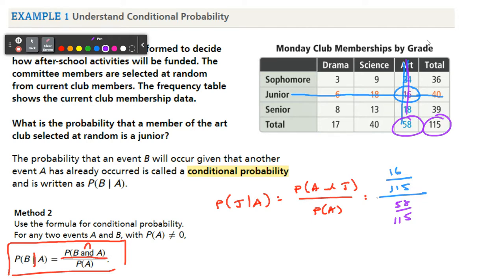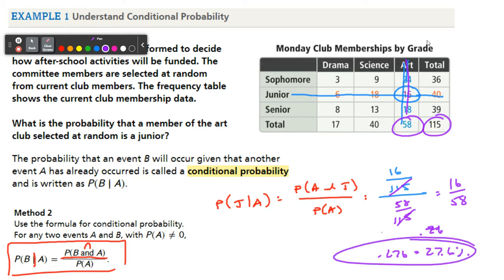But again, if you were to actually multiply these out, you would do 16 over 115 multiplied by the reciprocal, and these 115s would cancel, and you still arrive at 16 out of 58. So again, I'm in a sense using this formula and the probabilities when I just use the frequency table that we did in the last slide. And again, you still get 0.276, which is still 27.6%. And there you go. Conditional probability, very, very important. They do not give you this formula in state test. It would be nice if they did.